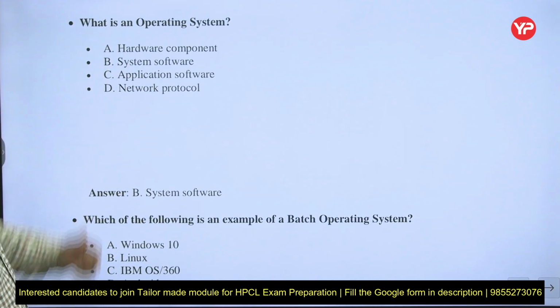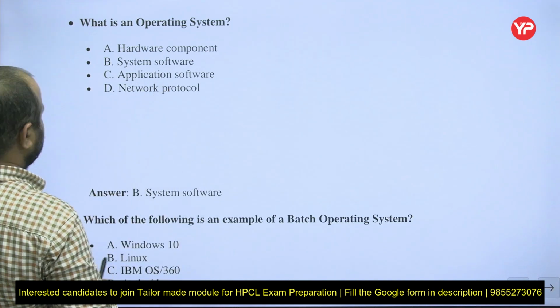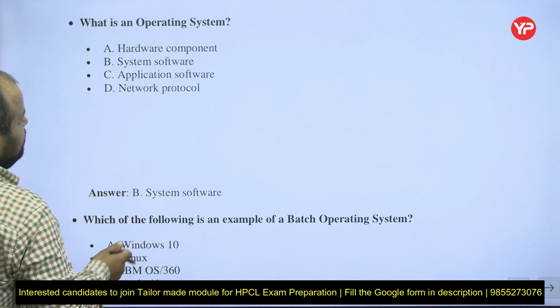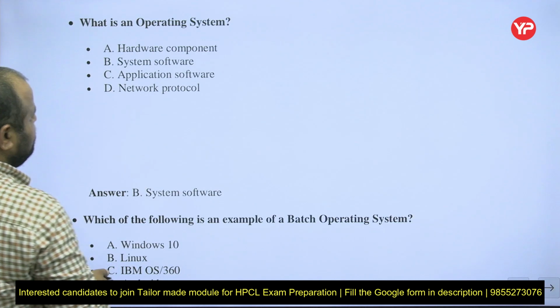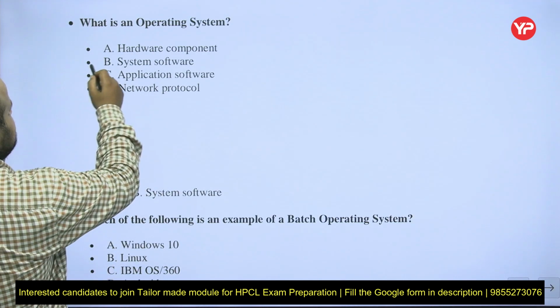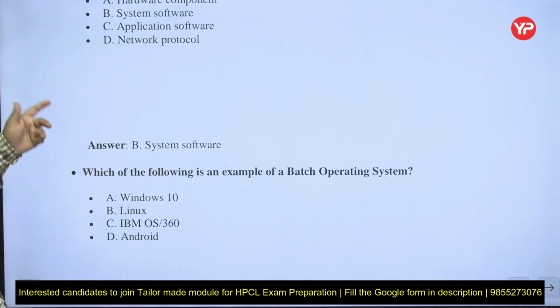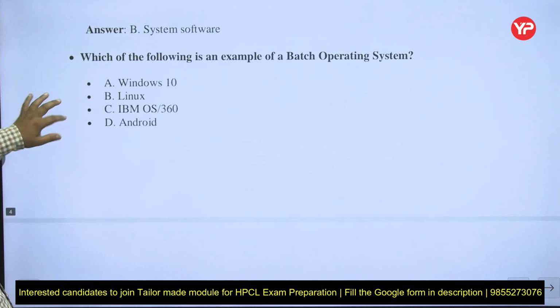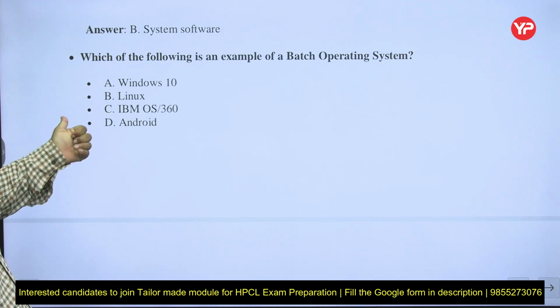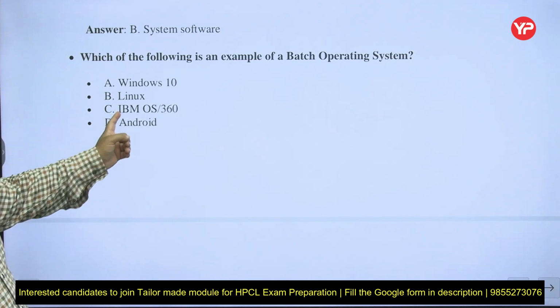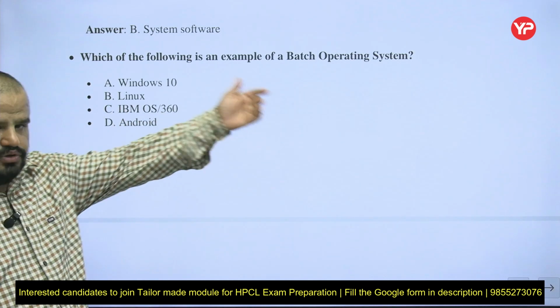Now, my dear students, we are moving towards some of the important questions. So, what is an operating system? A hardware component? No. System software? Maybe application software or network protocol. So, it is system software or an interface. Which of the following is an example of a batch operating system? We know that IBM OS 360 is the batch operating system, and then multi-programming is the IBM OS 360 new version. Fine.